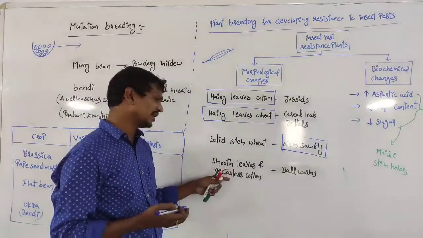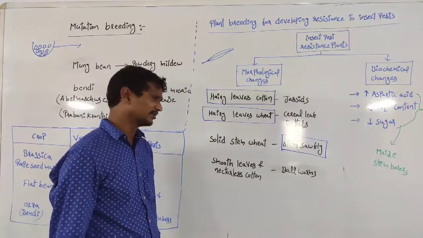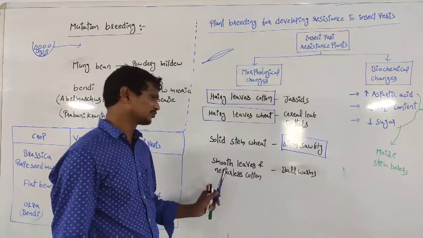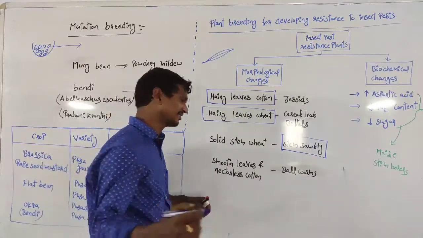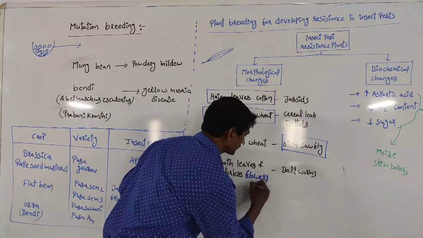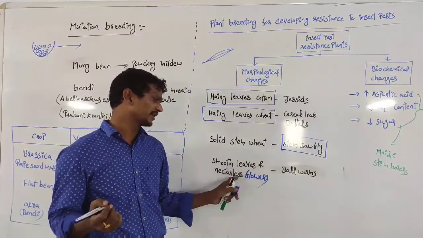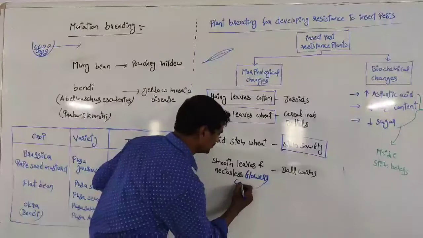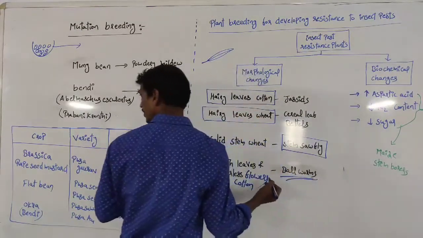And smooth leaves and nectarless cotton. Resistance to bollworms, especially cotton bollworms. Smooth leaves and nectarless cotton, nectarless flowers. So smooth leaves and nectarless flowers, especially in cotton, have resistance to bollworms.